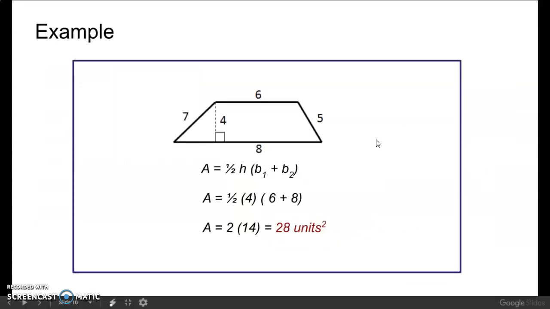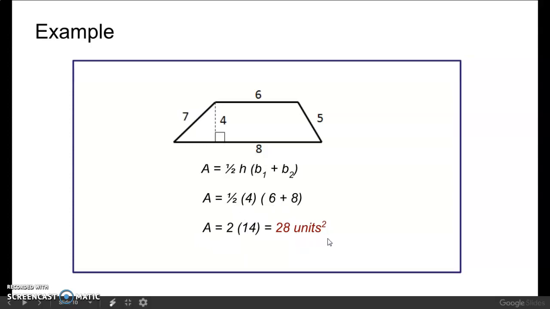Okay, and here's a situation where I've used the area formula to find the area of this. I'm just ignoring the 7 and the 5 because I don't need that. I just need the bases and the height. So half of 4 times 6 plus 8. Half of 4 is 2. 6 plus 8 is 14. 2 times 14 is 28.